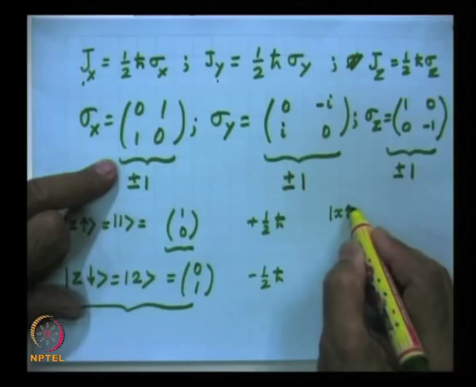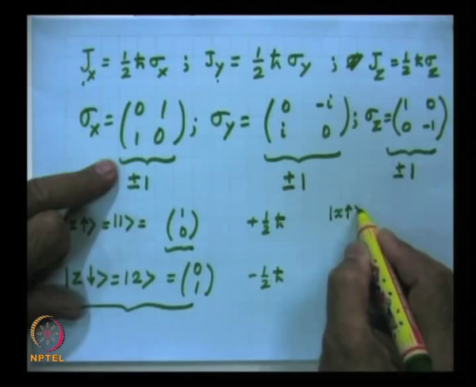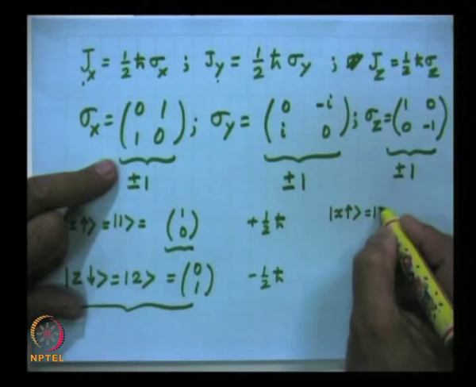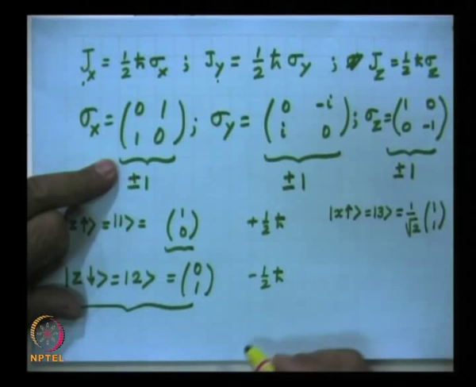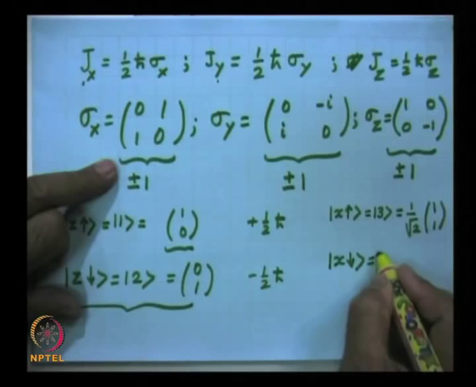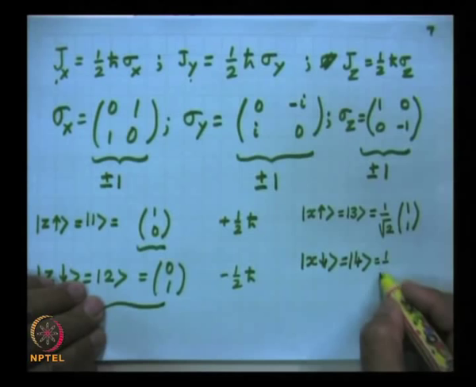For this, we must express the state as a linear combination of the eigenstates of Jx. Now, the eigenket of the x up state, let us suppose I denote by ket 3. If you find the normalized eigenvector, it is very easy to show that this is 1 by root 2, 1, 1. Similarly, the x down state, let us suppose I denote by ket 4. So, this is equal to 1 over root 2, 1, minus 1.